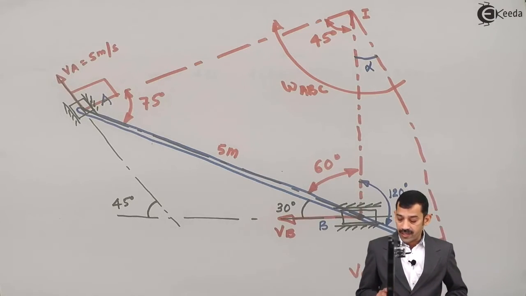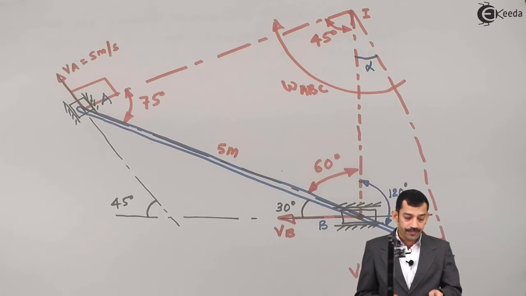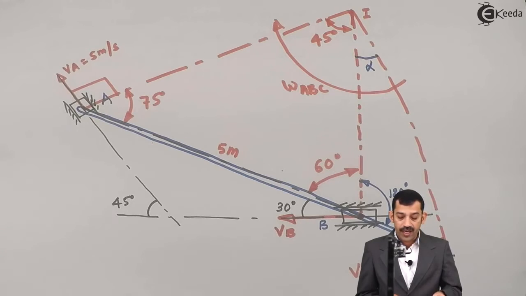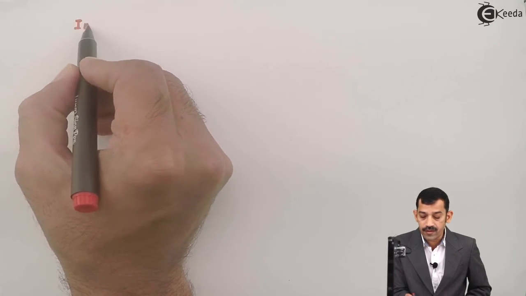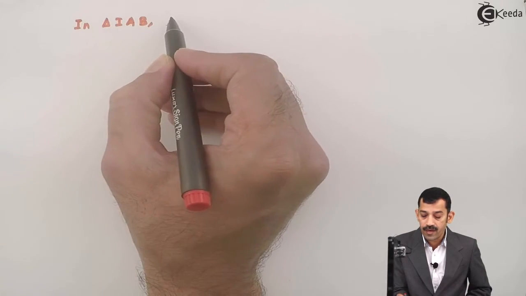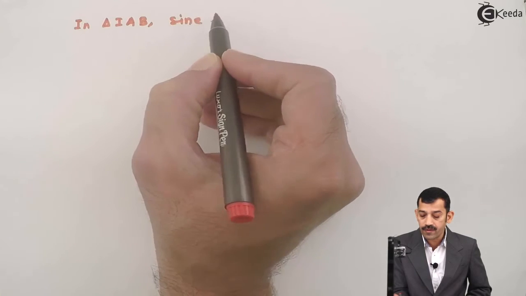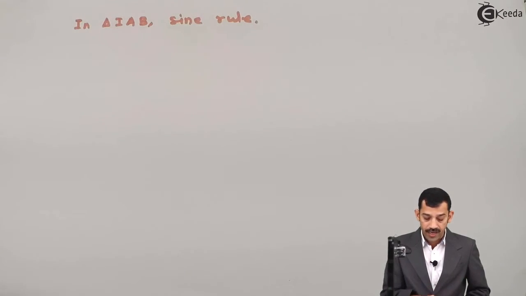That means taking this figure as a reference, now we'll find out one by one IA, IB and IC. First one, applying sine and cosine rule. First we'll start from where? So from triangle IAB, applying sine rule, we'll find out these two lengths IA and IB.